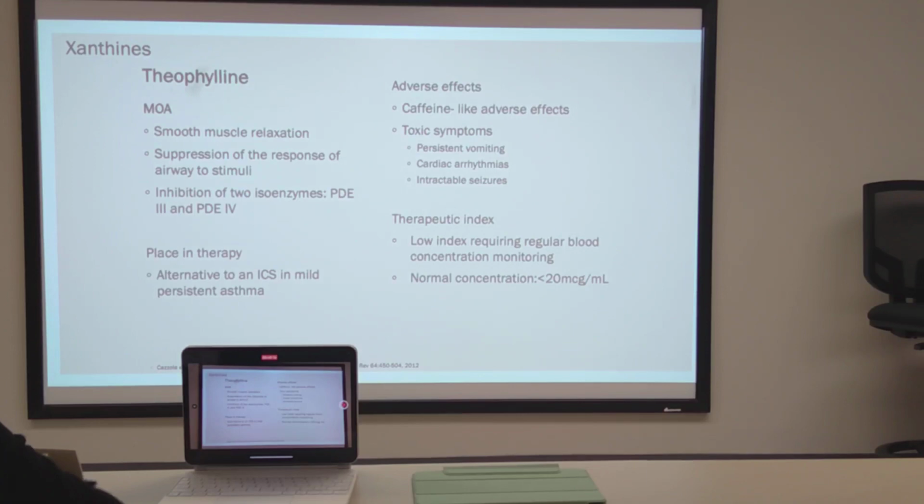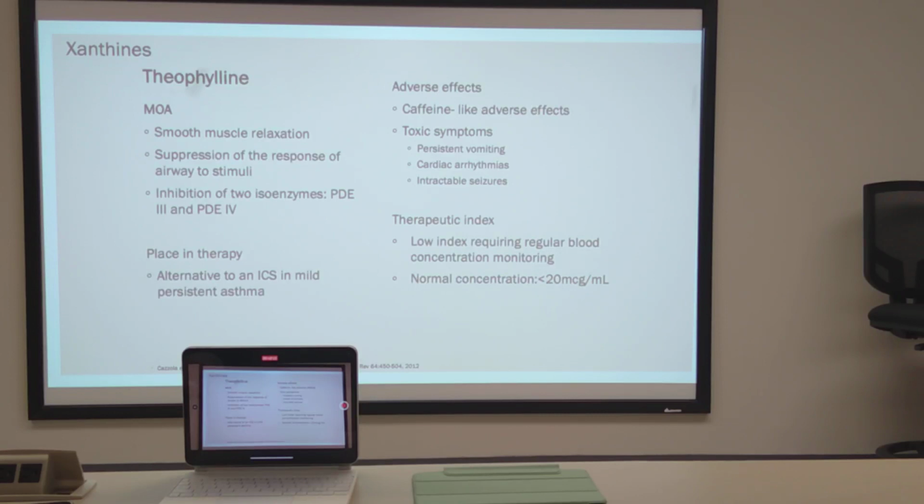Some of the adverse effects are that you may feel like your heart is beating really fast. It has a lot of caffeine-like adverse effects. It does also have a lot of toxic symptoms, so you can experience persistent vomiting, cardiac arrhythmia, and also seizures. It has a very low therapeutic index, so a lot of times when patients are on this medication, it requires a lot of monitoring in order to make sure that it's within that therapeutic range.